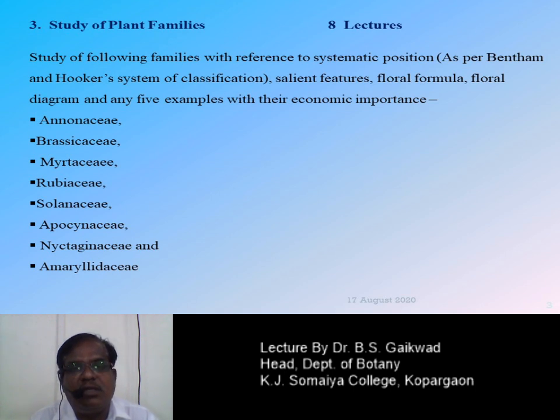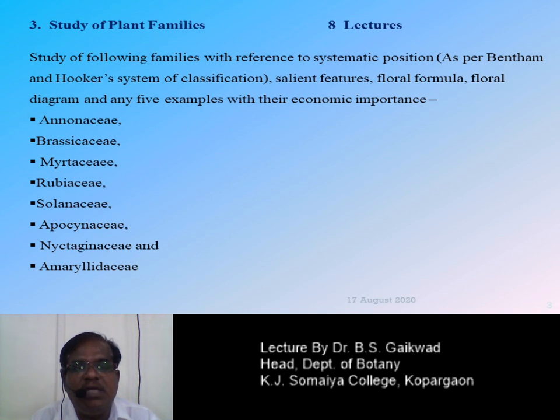In this chapter, we are going to discuss the different types of the 8 families. The first family is the Annonaceae. Annonaceae is the family of Annona squamosa, vernacularly known as the custard apple, or Annona reticulata. This is the custard apple family. So in this syllabus, in this chapter, we must discuss this first family.